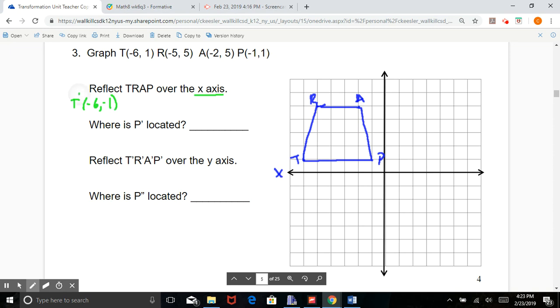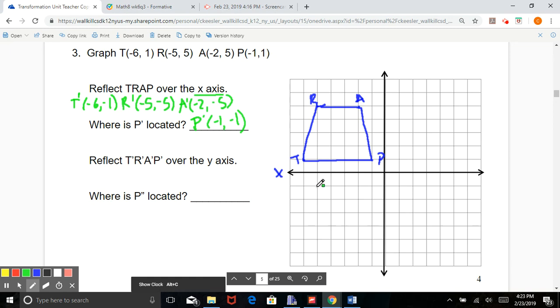Then r, remember it's also prime. R prime is going to become -5, -5. A prime is going to become -2, -5. And it's asking for p prime, so p prime is going to become -1, -1. We can go ahead and graph those points.